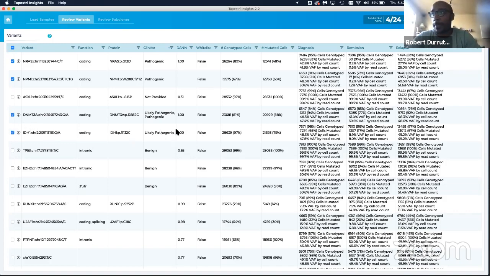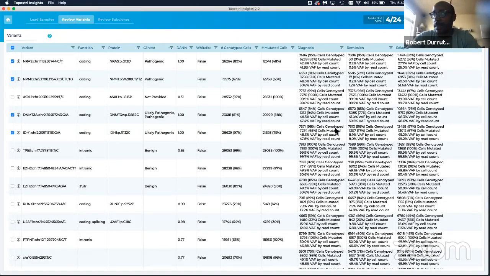IDH1 is the next one. High DAN score, highest possible DAN score. It is pathogenic. And then the fraction of cells mutated, again, nicely indicating that A, it's below 90%, and B, it varies across the board.